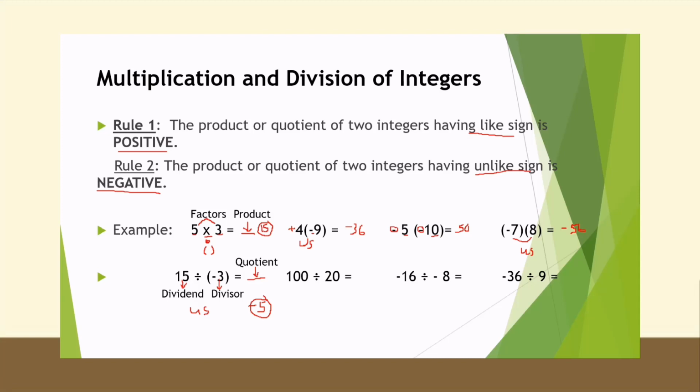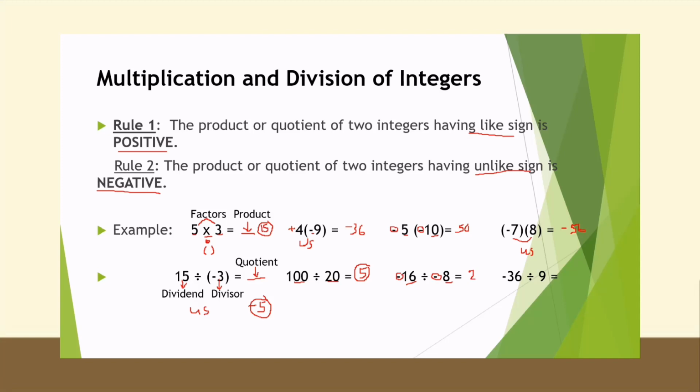Next, 100 divided by 20. So both are positive. So the quotient is positive. Divide the number. We have positive 5. Next, negative 16 divided by negative 8. So, as you can see, we have the same sign. The quotient is positive. Divide the numbers. 16 divided by 8 is 2. So, the answer is positive 2.